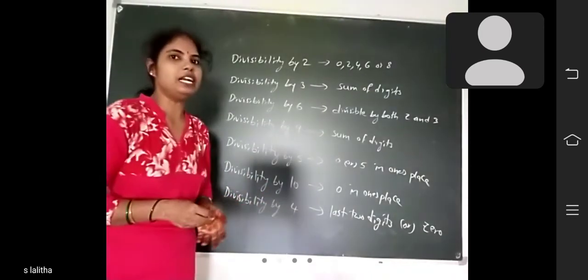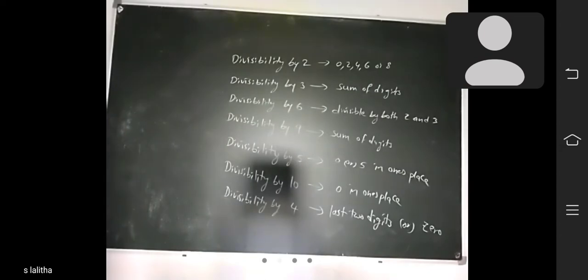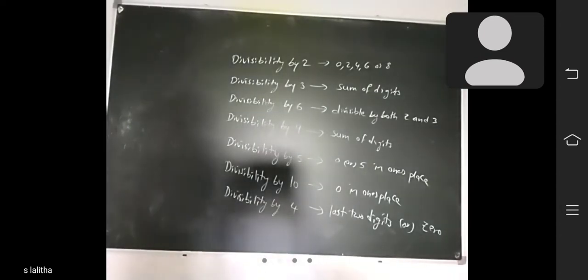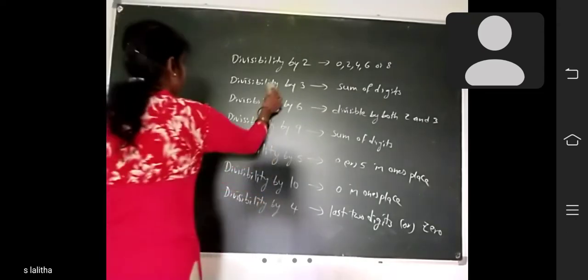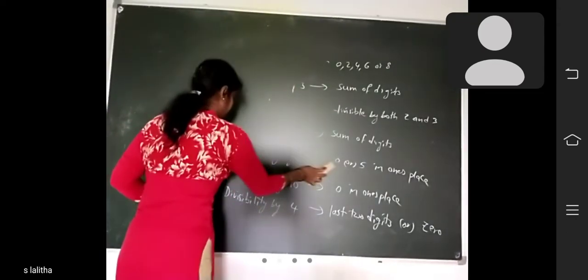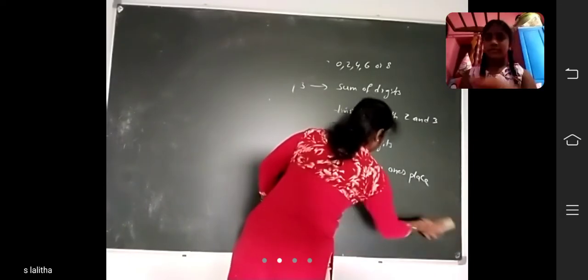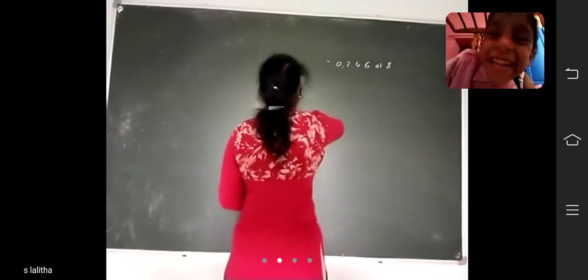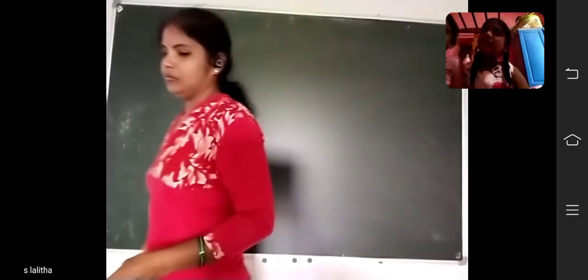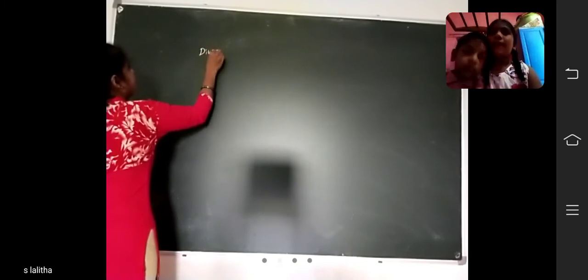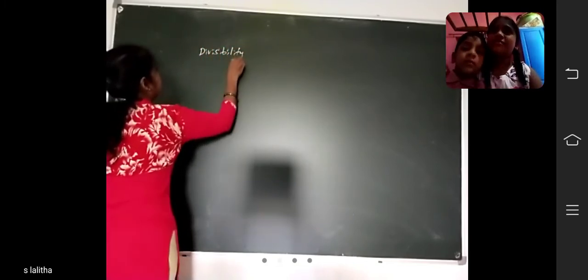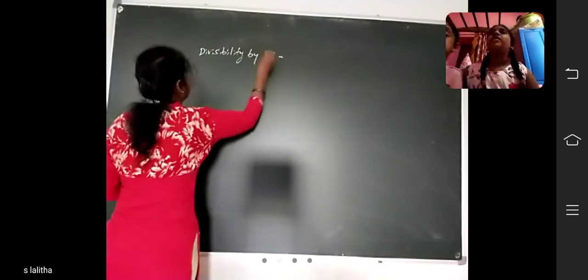Next one is divisibility by 8. Open your CWs, write divisibility by 8. So what is the divisibility by 8 rule, children?